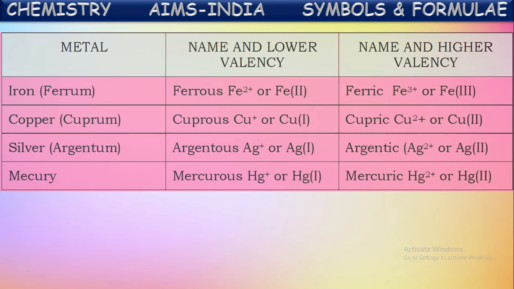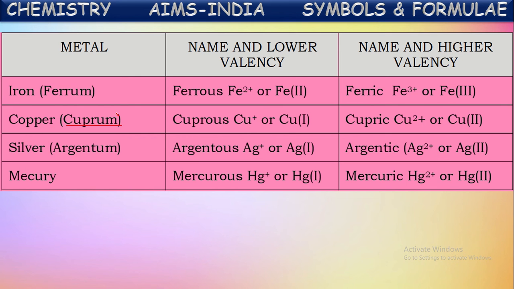Let us see different elements other than iron which are exhibiting variable valencies. Iron we have seen just now. Fe plus 2 ferrous ion. Fe plus 3 ferric ion. In the same way, copper also can show two different valencies, Cu plus and Cu plus 2. Here, Cu plus ion is called cuprous ion because the name of copper in Latin is, we know, cuprum.